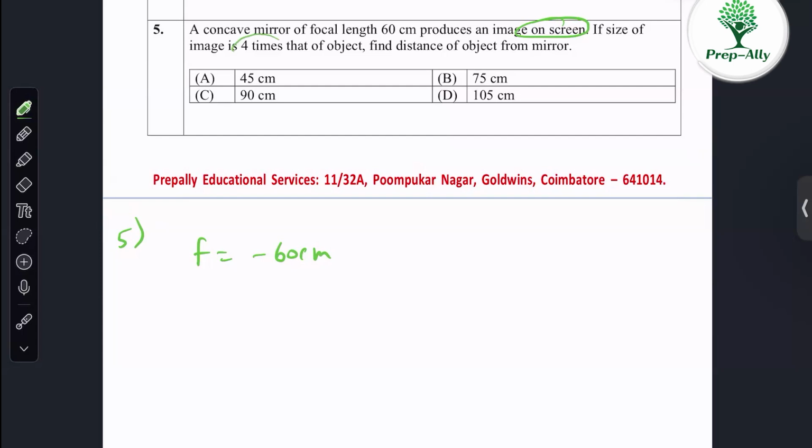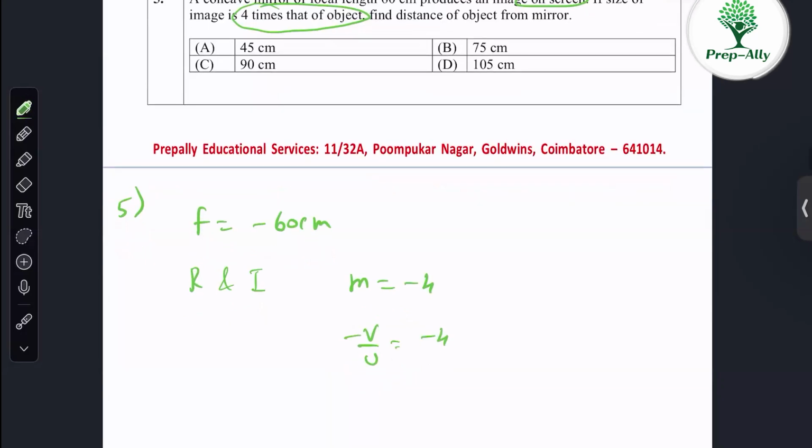And they are saying the size of the image is 4 times that of the object. We know real images are also inverted. So a real and inverted image is formed by a concave mirror. So it means the magnification is definitely going to be inverted, which means negative, minus 4. Magnification for a mirror is minus V by U. So minus V by U will be equal to minus 4. So we'll get V is equal to 4 times U.